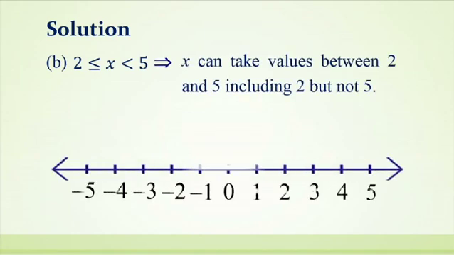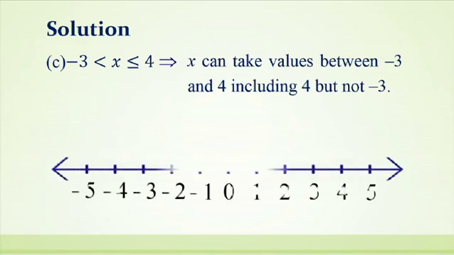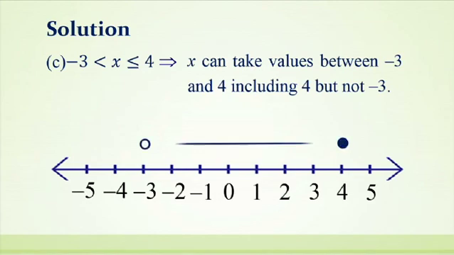Same thing for part B, 2 less than or equal to x less than 5. So here 2 will be included. I will have a full circle at 2 and an empty circle at 5. Part C, minus 3 less than x less than or equal to 4. So 4 can be included here but not minus 3. I will have an empty circle at minus 3 and a full circle at 4.